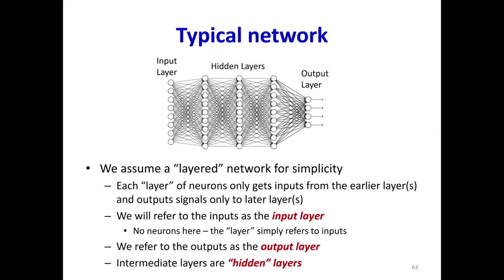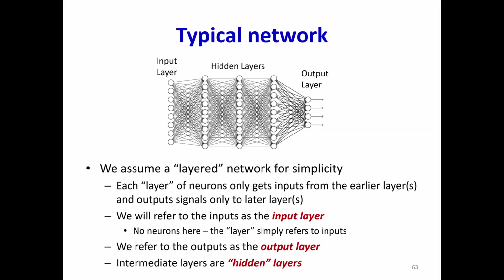The inputs are really just inputs. There are no neurons at the inputs, but by convention we call the inputs the input layer. We're going to call the output neurons the output layer, and everything in between is called hidden neurons. These are hidden layers.